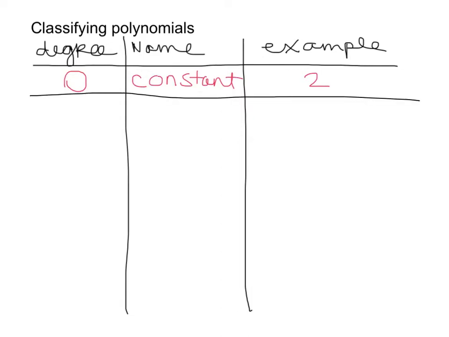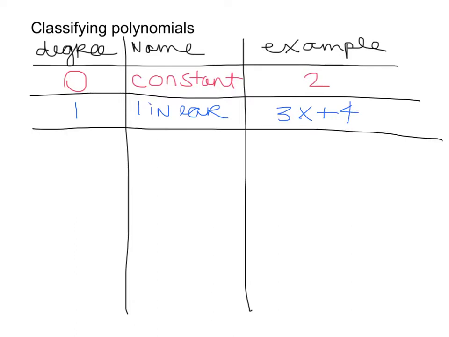Now if a polynomial has a degree of 1, that is considered to be linear. An example of a linear term could be 3x plus 4. The exponent on the x is an invisible 1. If the degree is 2, it's considered to be quadratic. An example of a quadratic function could be x squared plus 2x minus 3. The highest exponent on the x is a 2.